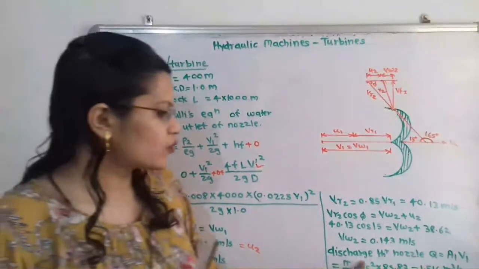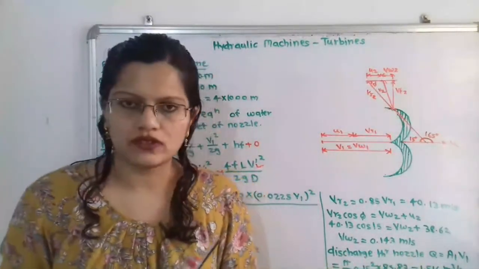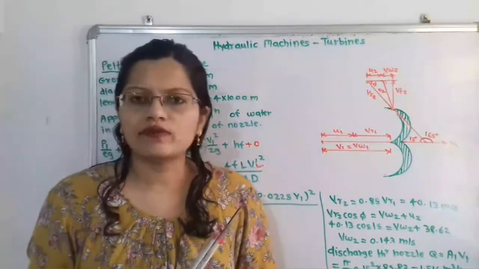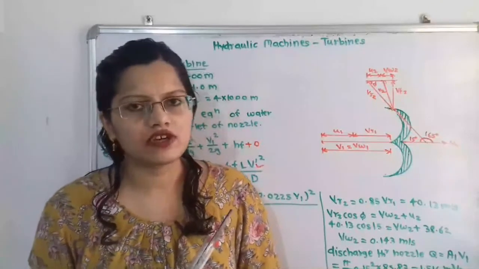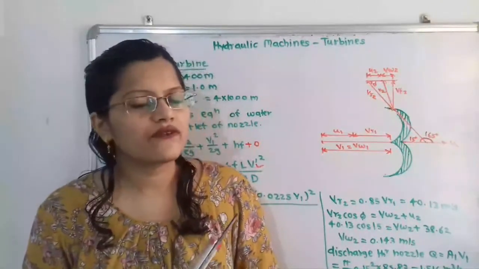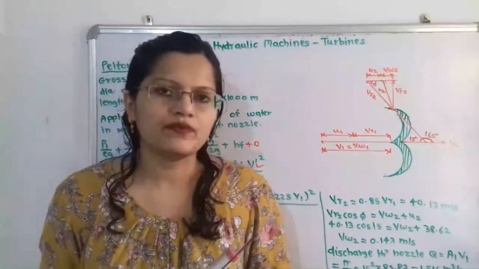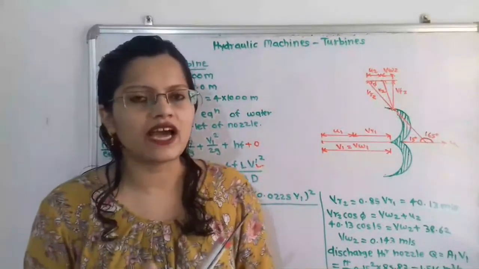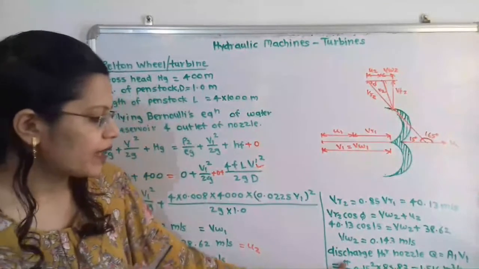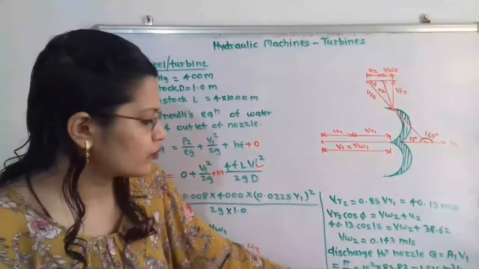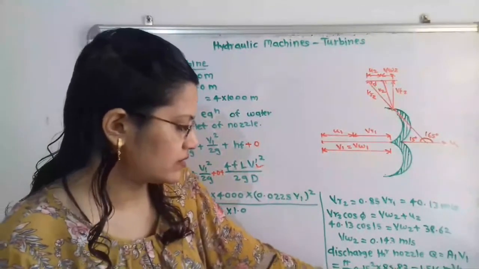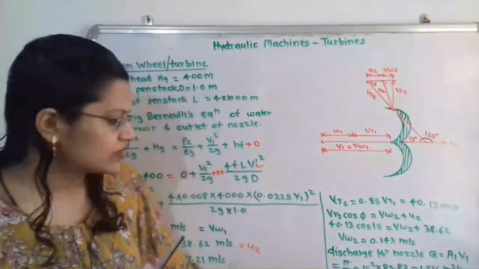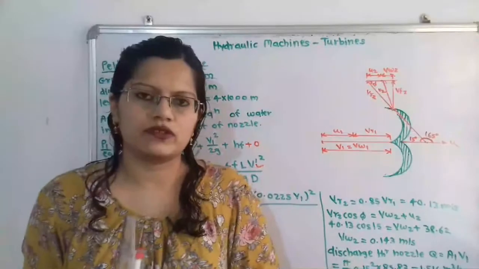Now we will find out the discharge through the nozzle. Discharge through the nozzle, Q, is the area of the jet multiplied by the velocity of the jet. Velocity is V1 and area of the jet is A1, which is pi by 4 d square, where d is the diameter of the jet. So pi by 4 into 0.15 square into V1, that is 85.83, which is equal to 1.516 meter cube per second. So this is the discharge through the nozzle.